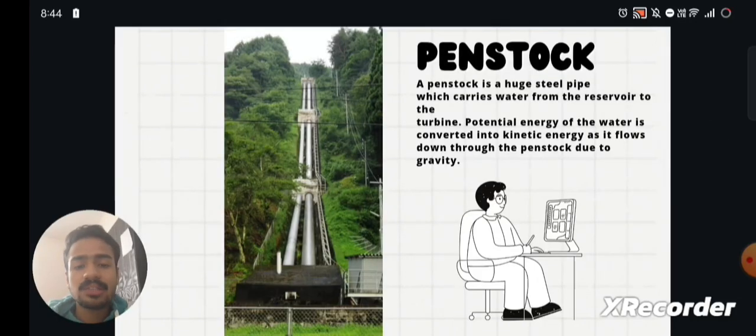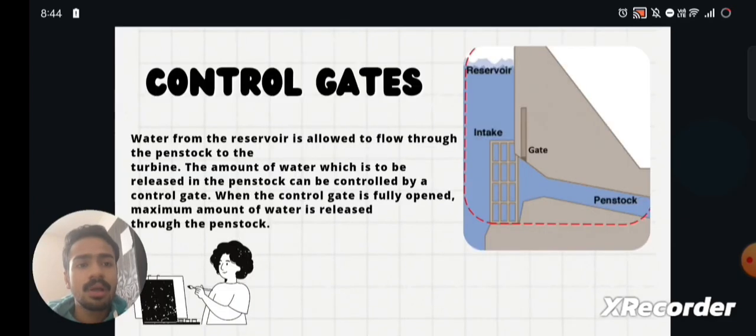A penstock, as we discussed before, is a huge steel pipe which carries water from the reservoir to the turbine. Potential energy of the water is converted into kinetic energy as it flows down through the penstock due to gravity. Control gates. From the name itself, we can get to know that control gates are gates which control the flow of water.